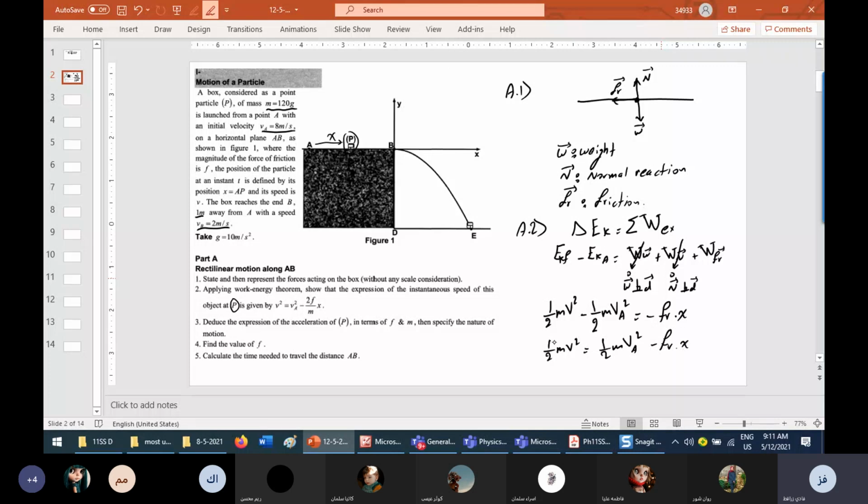I have to multiply by 2 to cancel the half and divide by m to cancel m. I will then have v square equal VA square minus 2 divided by m times the friction times displacement, and it's verified.